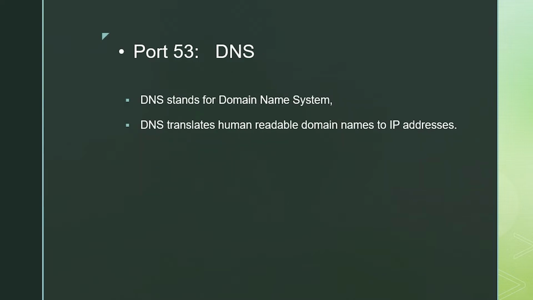Port 53. Port 53 is used for DNS. DNS stands for Domain Name System. DNS translates human-readable domain names to IP addresses. Remember, DNS uses port 53.